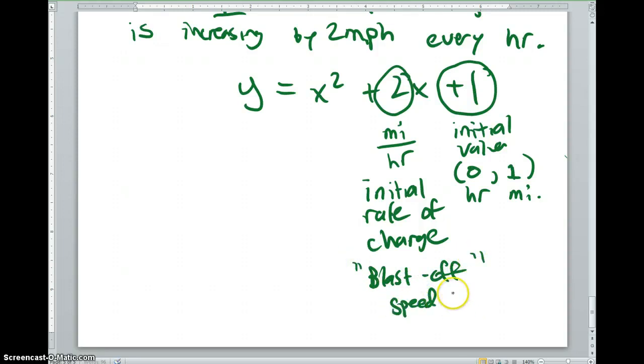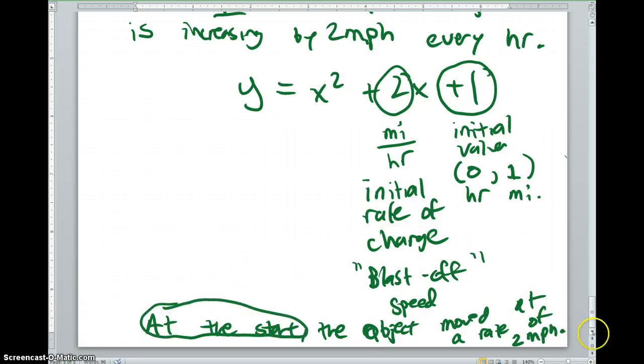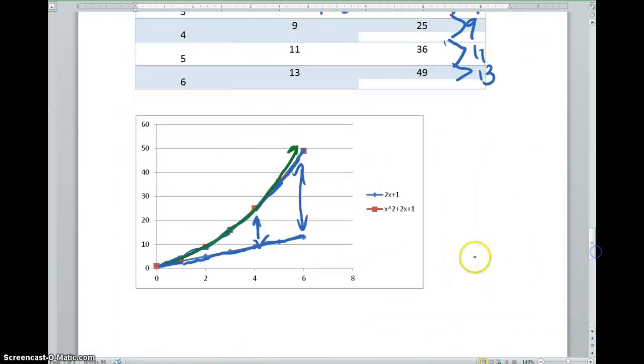So we can say that at the start, the car or the object moved at a rate of 2 miles per hour. And as long as we say at the start, we're being pretty accurate. Now, what do we mean by at the start? Well, that just means that right at the blast-off point, that object is moving at a rate of 2 miles per hour.